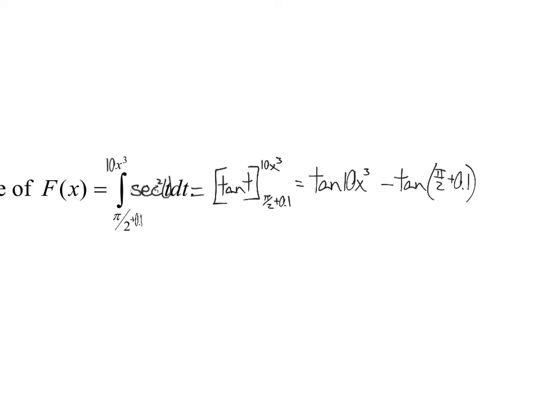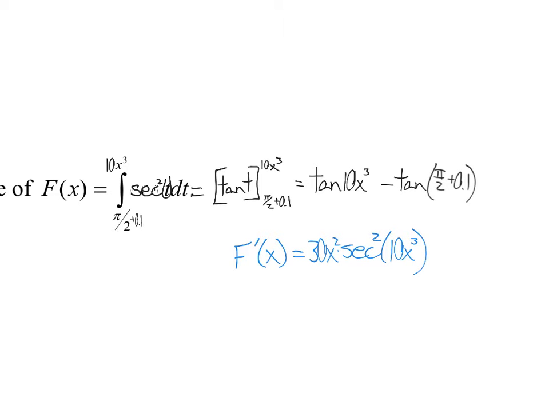Okay, which we don't know what that is, but remember the point of this is we're now going to find the derivative. Okay, so capital F prime of x, the derivative of this constant part is going to end up being 0. The derivative of tangent of 10x cubed, we have the chain rule, right? Tangent's the outer function, so derivative of tangent, secant squared of 10x cubed times the derivative of the inside, 30x squared. Okay?